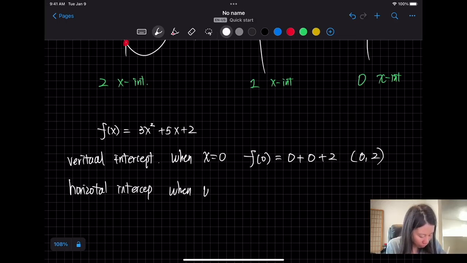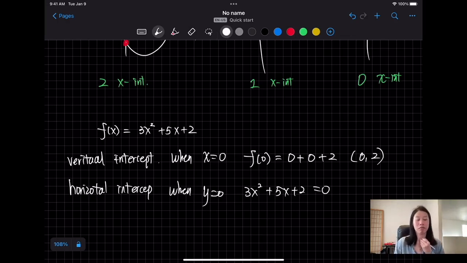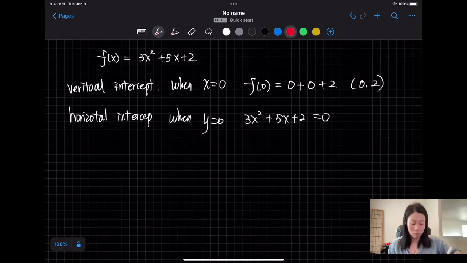Is when y equals 0. So that means I need to set the function equal to 0. So how do I solve that? There are two ways to do it. Either you can use the AC method or the quadratic formula.